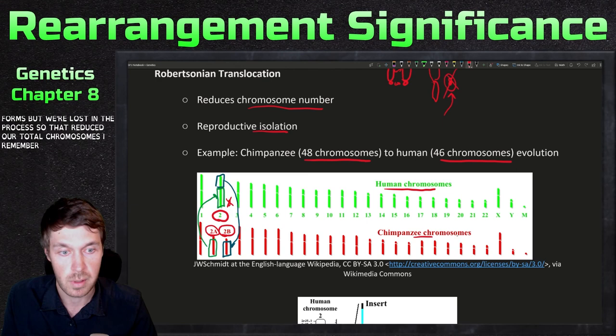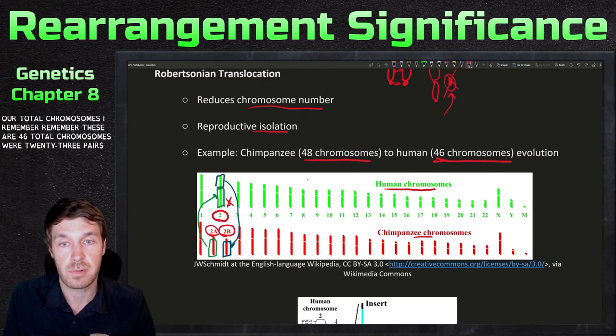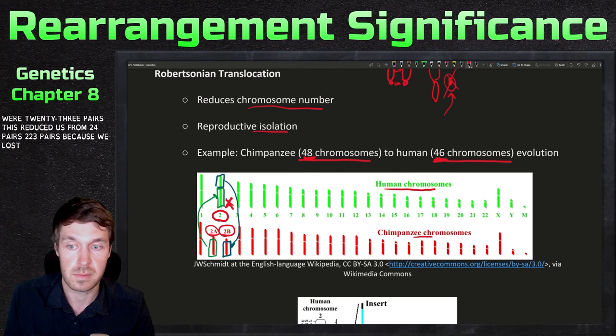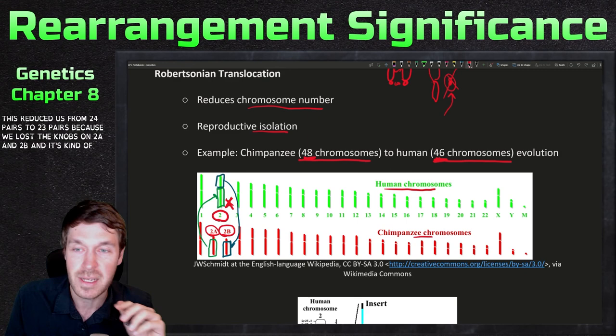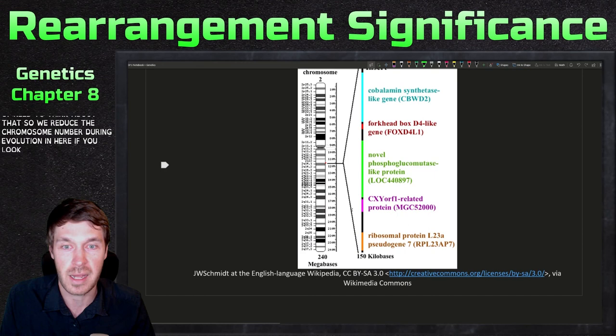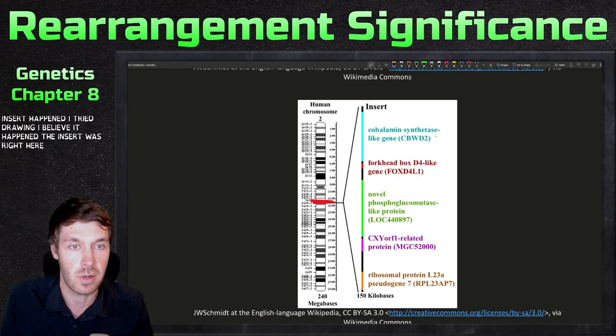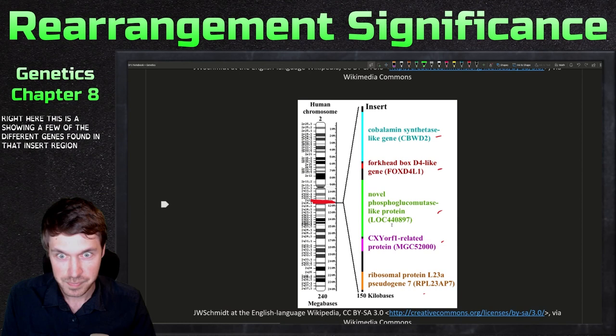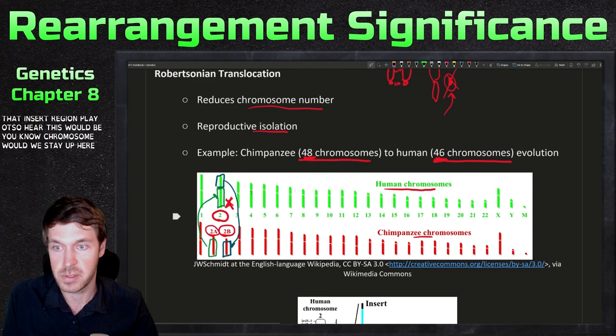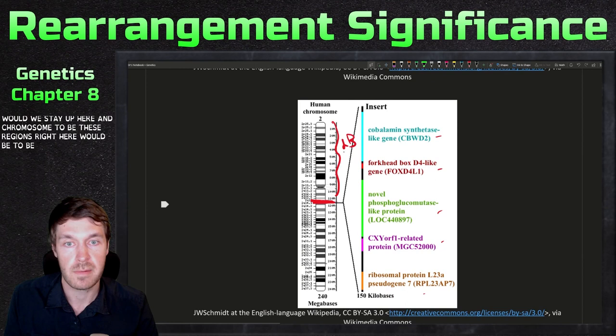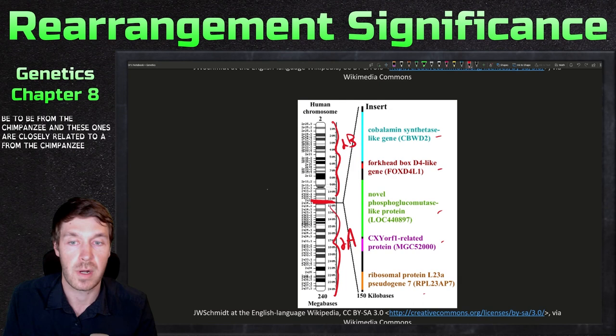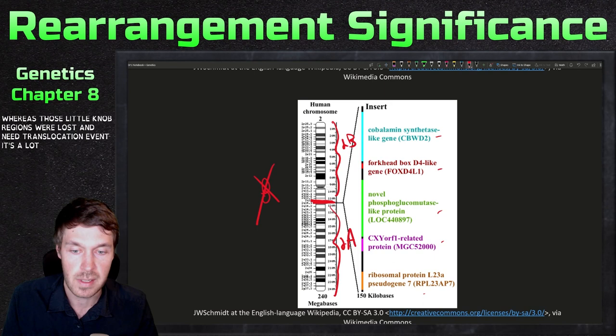Remember, these are 46 total chromosomes or 23 pairs. This reduced us from 24 pairs to 23 pairs because we lost the knobs on 2A and 2B. And it's kind of neat to think about that. So we reduce chromosome number during evolution. And here, if you're looking at where the insert happened, I believe the insert was right here. This is just showing a few of the different genes found in that insert region. So this would be chromosome 2B. These regions right here would be 2B from the chimpanzee, and these ones are closely related to 2A from the chimpanzee, whereas those little knob regions were lost in the translocation event. So a lot of these highlighted genes here match 2A, and a lot of these highlighted genes match 2B.